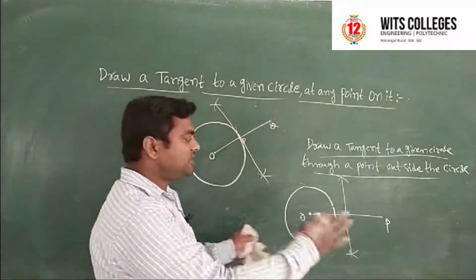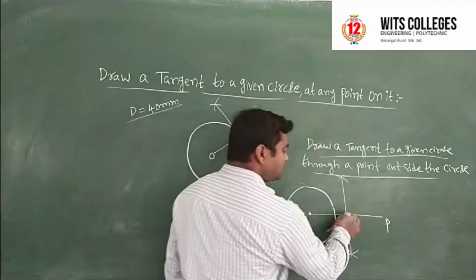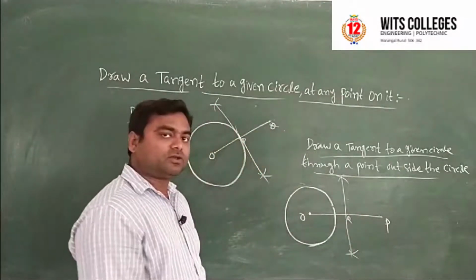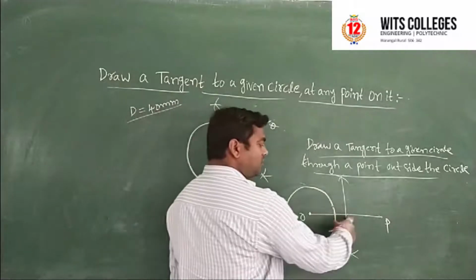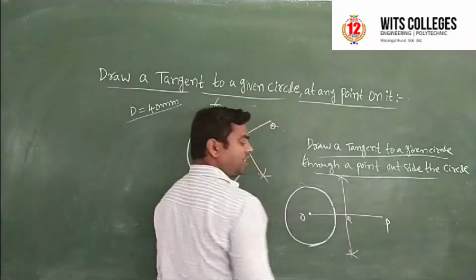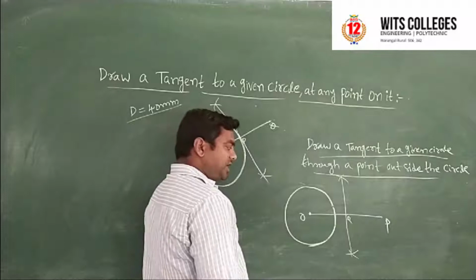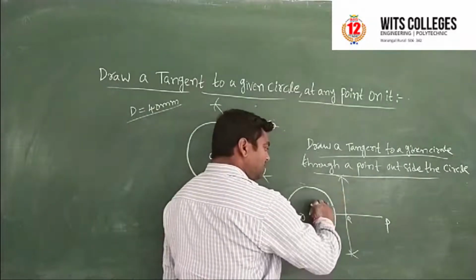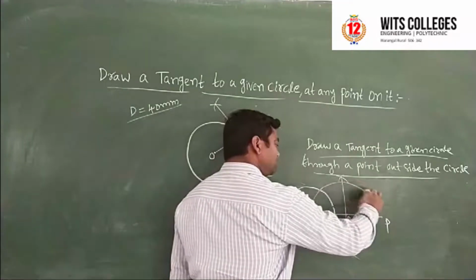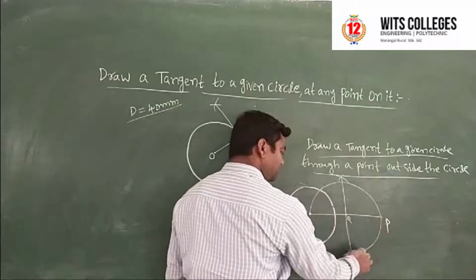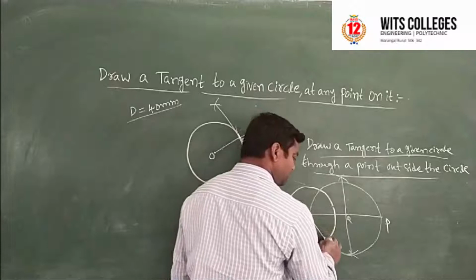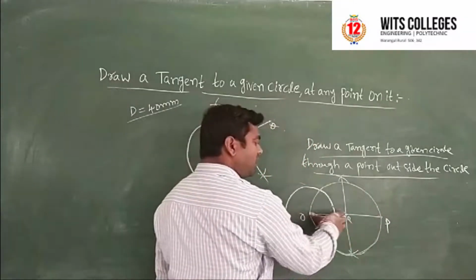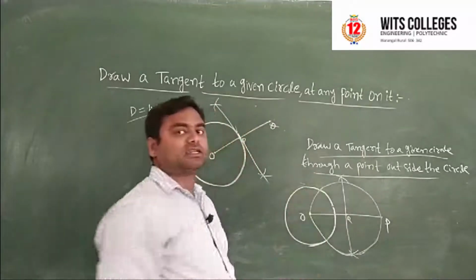Let us say this bisection intersection point is Q. Now QO and QP are equal. With Q as center and QO as radius, construct one circle.